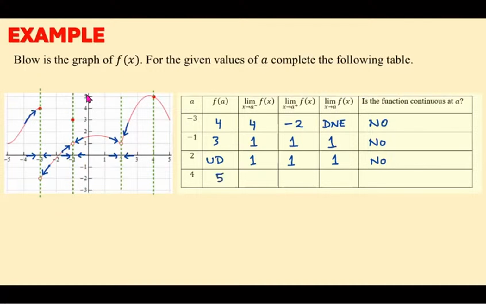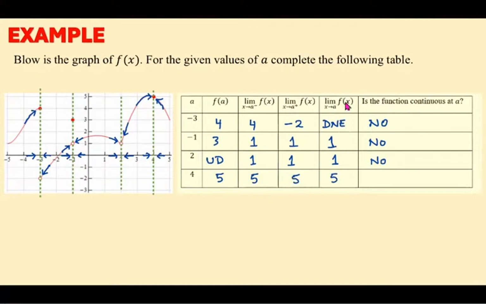Now, if you look at the left-hand limit, if you approach 4 from the left, the graph will approach that dot, whose corresponding value is 5. So the left-hand limit is 5. Similarly, when x approaches 4 from the right, the graph approaches that dot, whose corresponding value is again 5. So the right-hand limit is 5. You can see that the left-hand limit and right-hand limit are the same. That means the limit exists and it is equal to 5.